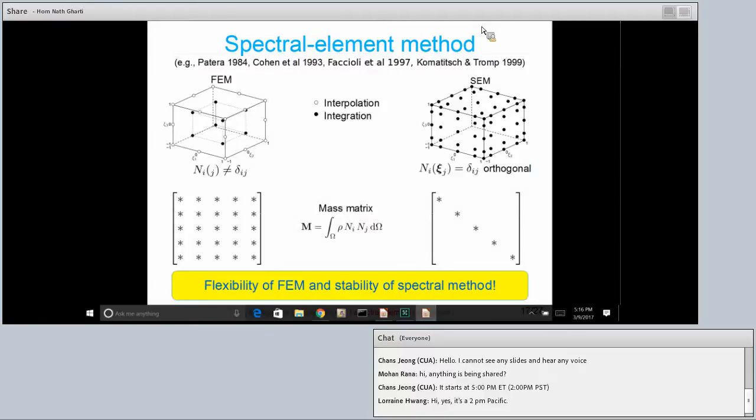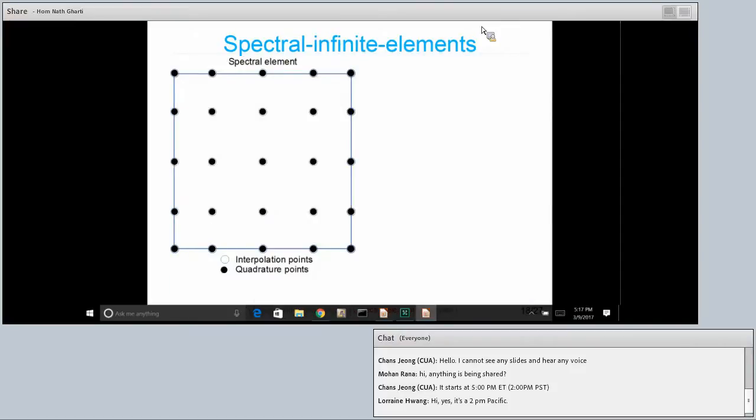So that is the big advantage of the spectral element method, because now for the explicit time scheme, inversion of the mass matrix is just straightforward. You take the reciprocal of each diagonal element. So in short, we can say that the spectral element method combines the flexibility of the finite element method with the stability of the spectral method. So now let's see how we can combine this spectral element method with the infinite element method. For clarity, I just displayed the 2D typical spectral element, in which again interpolation points and quadrature points are shown and are coincident in order to have the diagonal mass matrix.